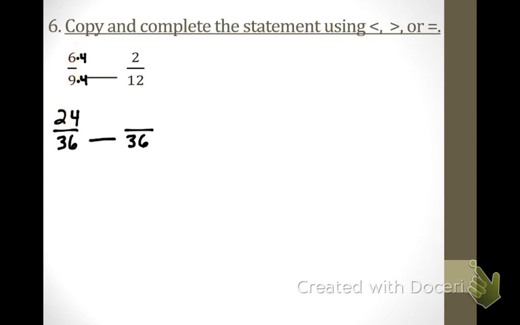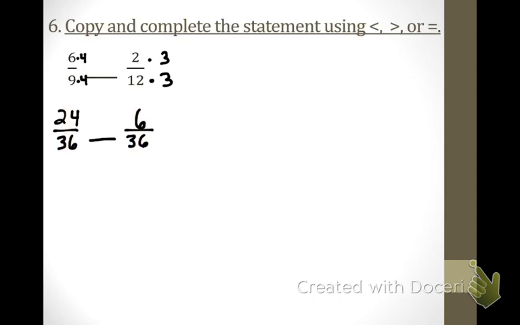Who can do the next one for me? Let me have Jakari. How do I get from a 12 to a 36? Not multiplied by 4. 12 times 4 would be 48. Times 3. JD, what would my new equivalent fraction be? 6/36. So now I can easily see 24/36, 6/36.